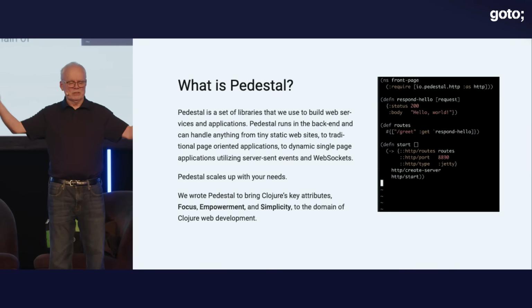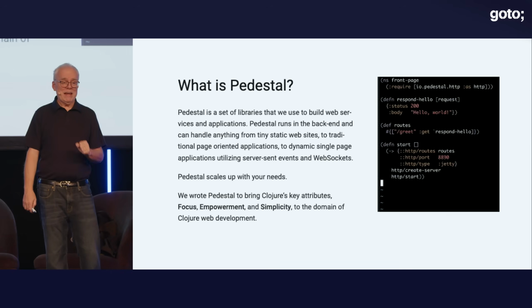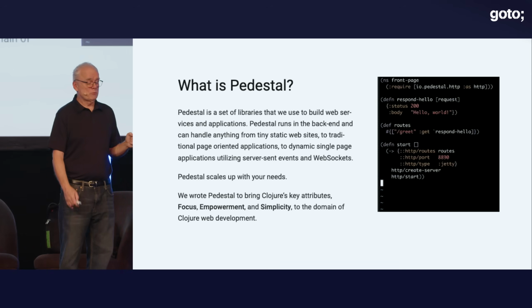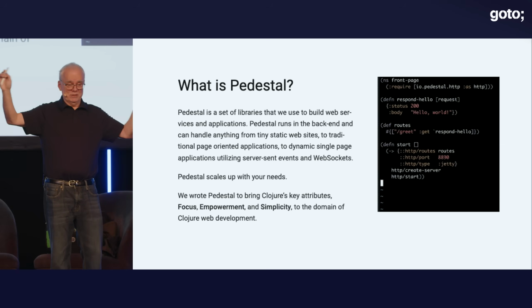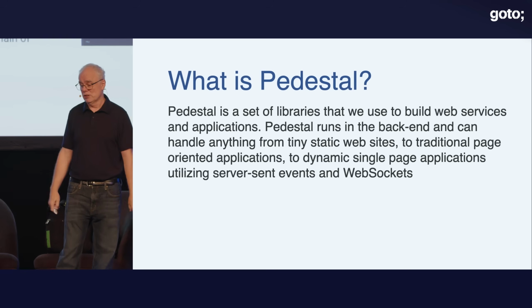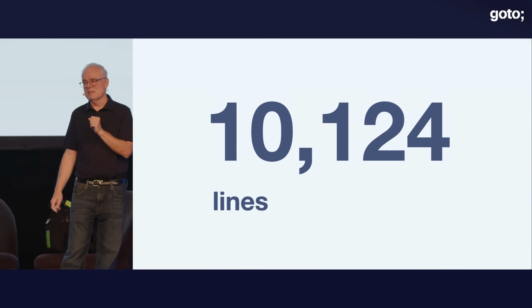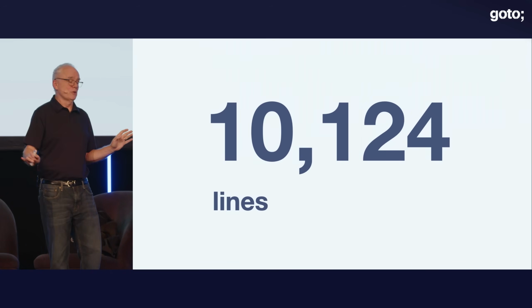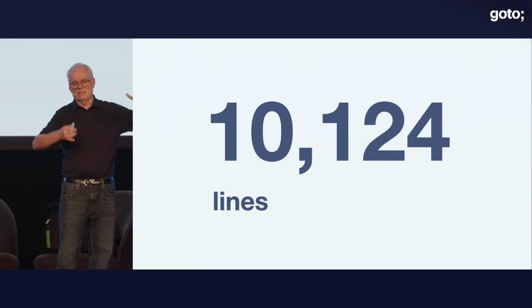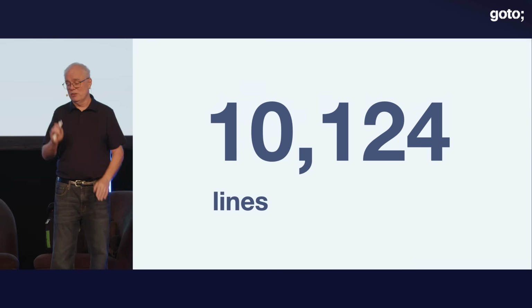Pedestal is used in production code in Clojure all over the place. My last job, I worked at a bank, had 100 million customers, Pedestal was everywhere. So it is a solid piece of production Clojure code. If you look at Pedestal, it's about 10,000 lines of Clojure, which is a huge amount of Clojure. Clojure is a very dense language. 10,000 lines is a lot of production Clojure.